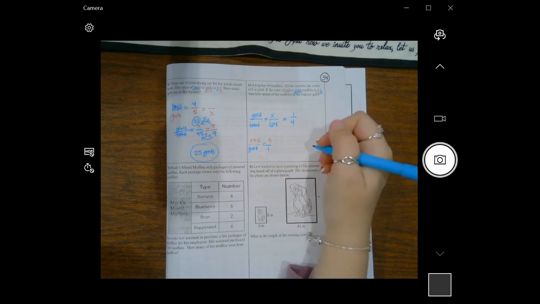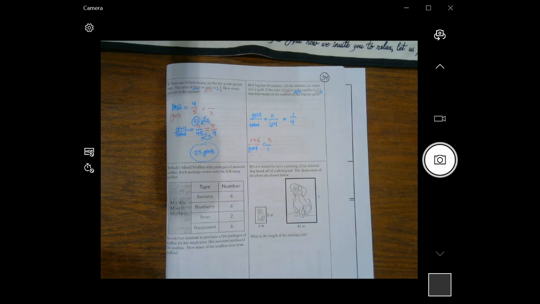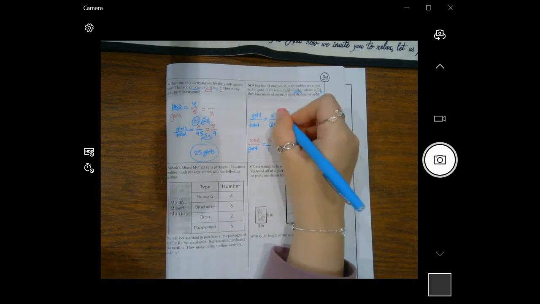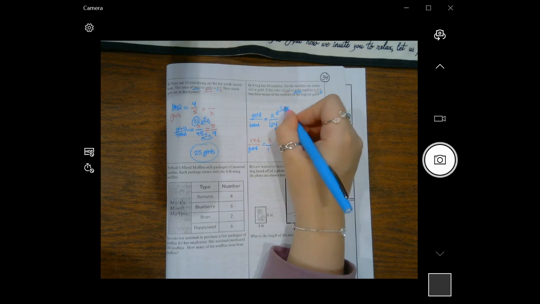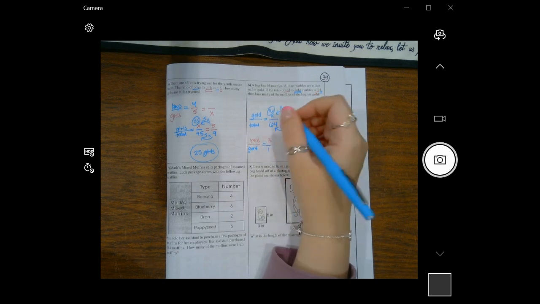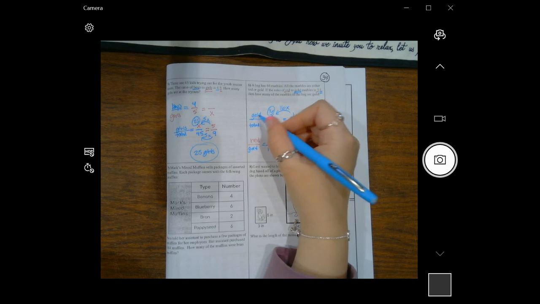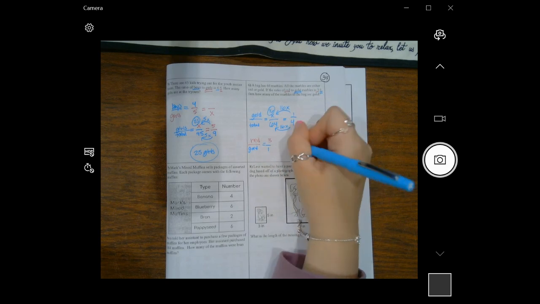There's 4 total marbles. Okay, so then go towards the direction of your unknown. So go this way. 4 times what is 64? 4 times 16. So then 1 times 16 would be 16. So there's 16 gold marbles when there's 64 total marbles.